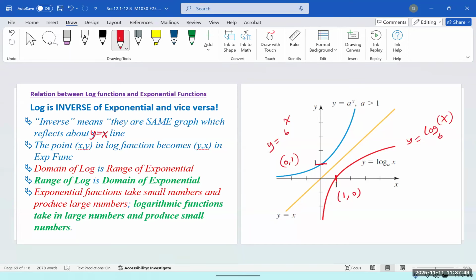Another difference is that exponential takes a small number but produces a big number. On the other hand, log takes a big number but produces a small number. So exponential makes things bigger. Logarithmic makes things smaller. Okay? They're opposite of one another.